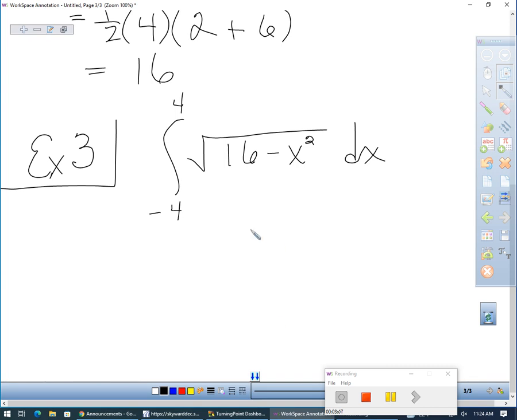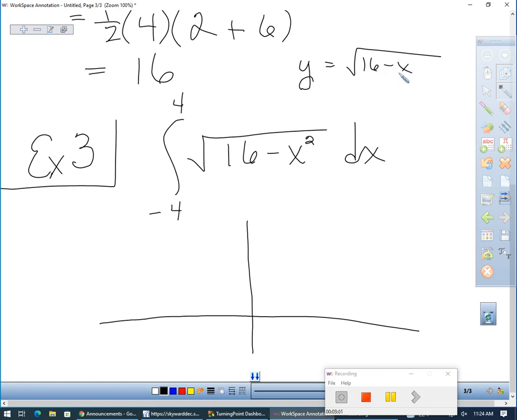So, does anybody know what shape that makes? No? Oh. It's a semicircle. So let's talk about why it's a semicircle, okay? First of all, this is your function. If I set that equal to y equals the square root of 16 minus x squared, right? If I go ahead and square both sides to get rid of that square root, I'd have y squared equals 16 minus x squared. And then if I add that x squared to the other side, I'd have x squared plus y squared equals 16.